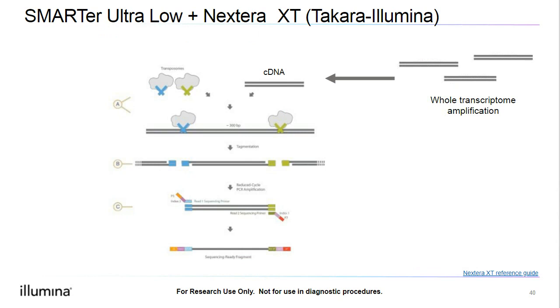For ultra-low input, we can use the SMARTer Ultra-Low Kit by Takara in conjunction with our Nextera XT kit. In this workflow, we will use the SMARTer Ultra-Low Kit to perform whole transcriptome amplification and take 1 nanogram of that cDNA to put into our Nextera XT library preparation. The Nextera chemistry utilizes an enzyme for fragmentation and adds adapters through PCR.